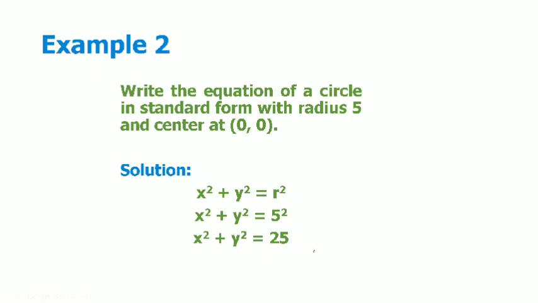Second example. Write the equation of a circle in standard form with radius 5 and center at (0, 0). So first step, we will write the standard equation of the circle at (0, 0). And then we will substitute the value of the radius, which is 5. So we have now x squared plus y squared equals 5 squared. And then we will simplify the squared radius. 5 squared is equal to 25. So the final equation is x squared plus y squared equals 25.